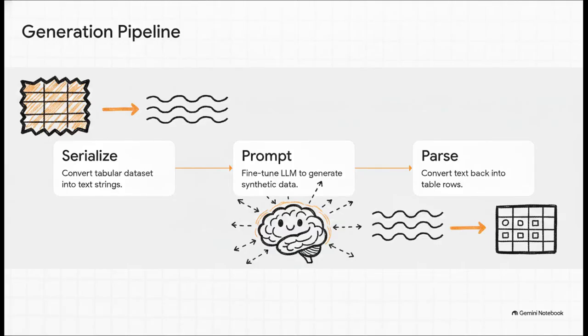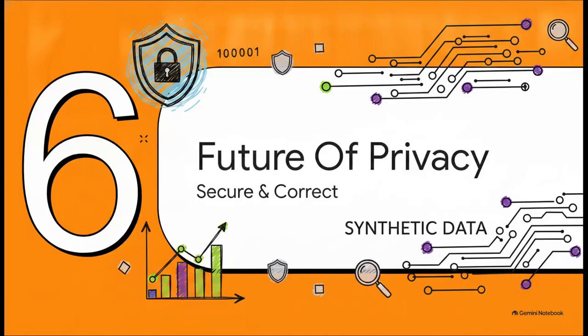The practical application of this is just fascinating. I mean, how do you actually force a text bot to make a spreadsheet? Well, step 1, you serialize the tabular data into sentences. So instead of a rigid row with the number 39 and the word bachelor's, you feed the LLM a sentence that says age is 39, education is bachelor's. Step 2, you prompt or fine-tune the LLM to generate more sentences exactly like that. And finally, step 3, you parse those generated text strings right back out into the strict rows and columns of a perfect synthetic table.